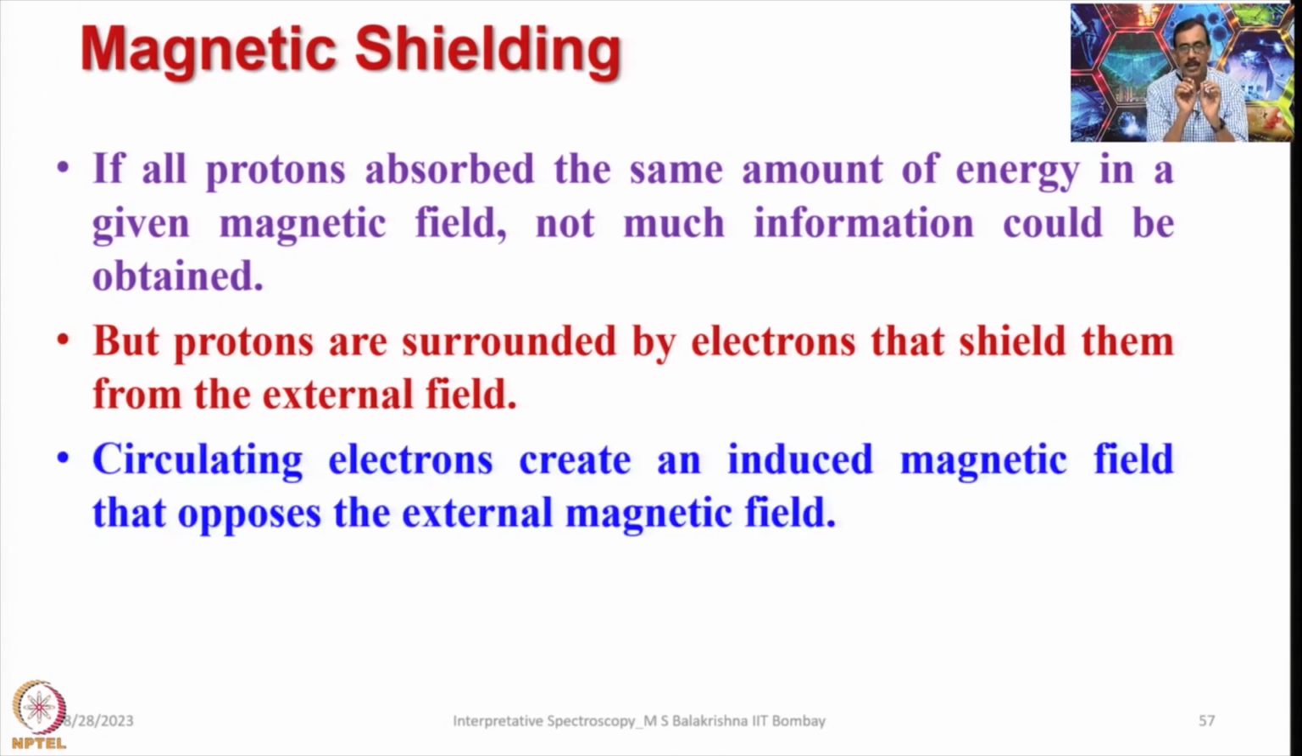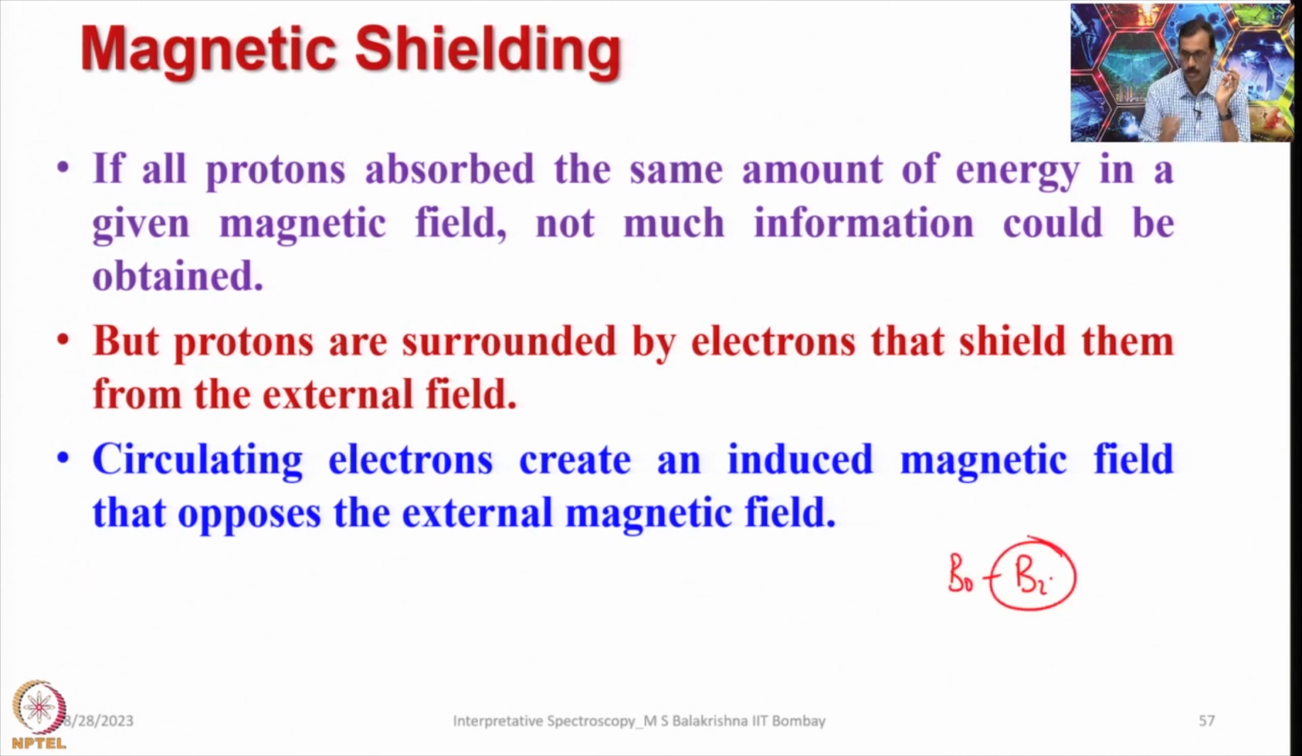Circulating electrons create an induced magnetic field that opposes the external magnetic field. That means under the influence of the magnetic field, the circulating electrons also create another induced magnetic field that always opposes the external magnetic field. As a result, the net magnetic field experienced by the nucleus will be B0 minus the induced magnetic field, Bi. So the net magnetic field experienced by the nucleus is B0 minus Bi.